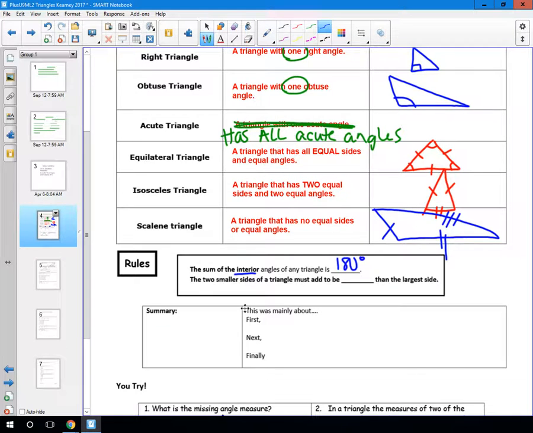The second rule about triangles that many people find very interesting, and many people don't know this, is that many people think you can take any 3 sides and make a triangle. And yes, it does take 3 sides, but it can't just be any 3 sides. They have to meet a certain criteria. So in order to make a triangle, when you're looking at 3 sides of a triangle, the 2 smaller sides of the triangle actually must be greater than the largest side.